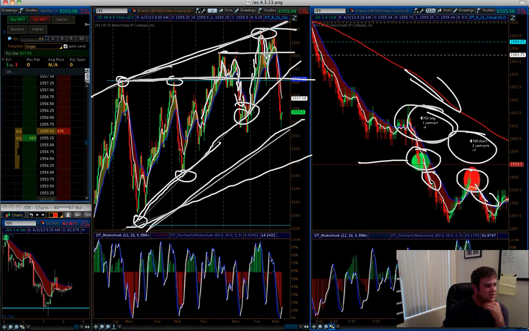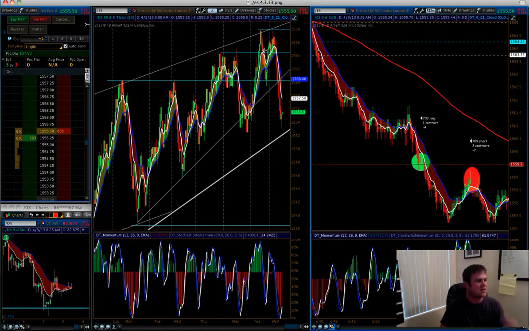I took a short yesterday, right back down into support. Let me start to clear this up here, guys. Once it broke up, I wasn't taking longs because I knew I had this longer term channel line up here and resistance up here. So I waited real patiently. It broke and I got a short and I traded that to the downside.